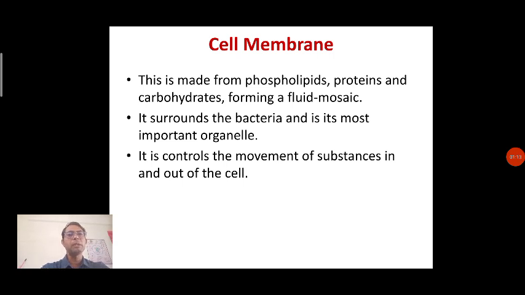So say for example some molecule of water or some structure is required to be transported towards the inner side of the cell. The cell membrane will perform that particular function of transport. So transportation is controlled by this particular type of membrane that we call the cell membrane.